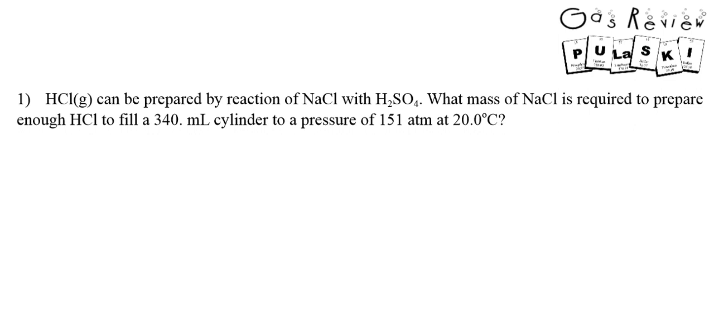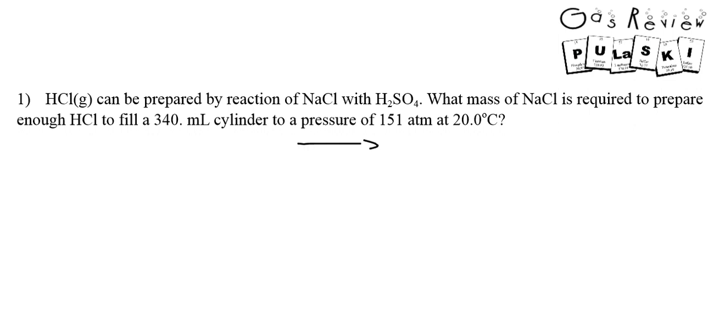It says it can be prepared by a reaction of NaCl with sulfuric acid. What mass of NaCl is required to prepare enough HCl to fill a 340 mL container or cylinder to a pressure of 151 atm at 20 degrees Celsius? So this, if you haven't realized yet, is a gas stoichiometry problem. Okay, I see it because I have some compounds. I'm talking about other compounds, so I need the equation. I need a chemical reaction.